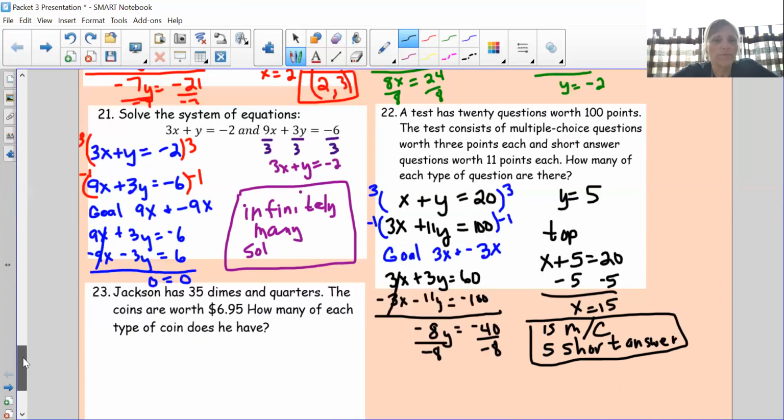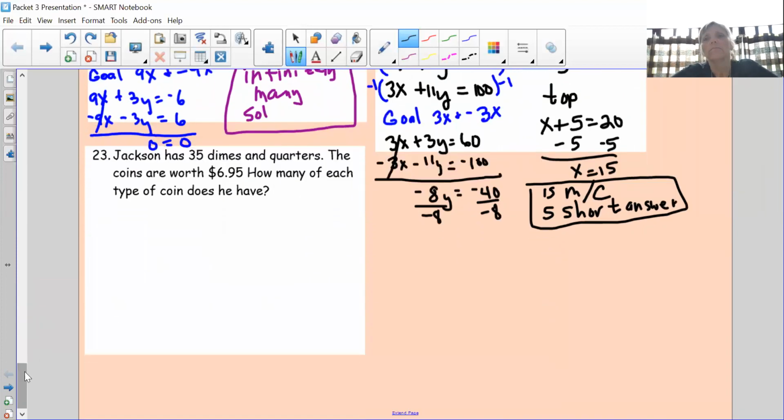Okay, last one. Let me make this a little better. That should look a little better. There we go. Okay, Jackson has 35 dimes and quarters, not 35 dimes, but 35 dimes and quarters. So it means a split between each of them. The coins are worth $6.95. How many of each type of coin does he have?